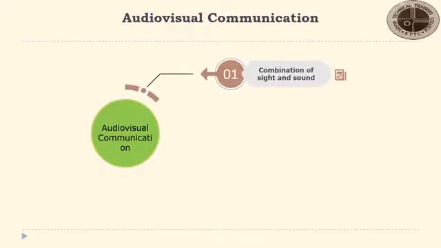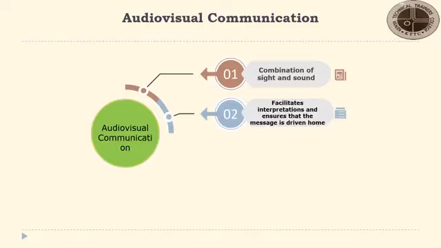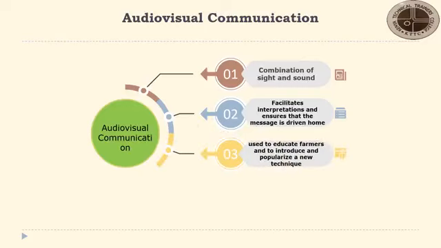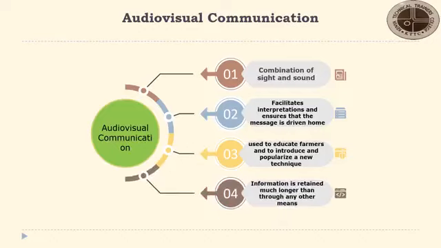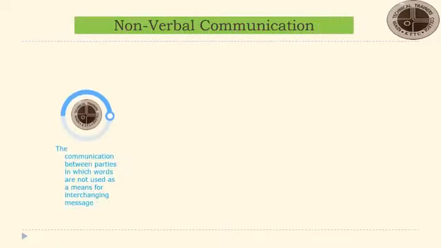We have audiovisual type of communication. And in audiovisual 1, we have combination of sight and sound. Then it facilitates interpretations and ensures that the message is driven home. Then it is used to educate farmers and to introduce and popularize a new technique. It can educate different types of people. That is audiovisual communication. And in our next slide, we'll be able to see nonverbal communication.